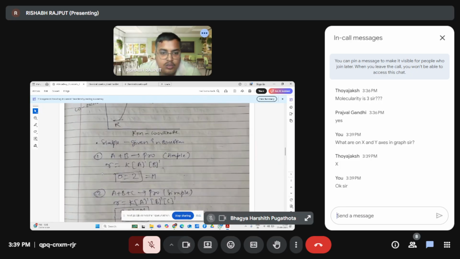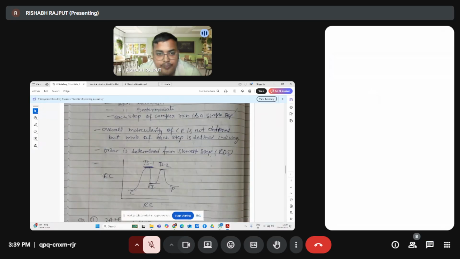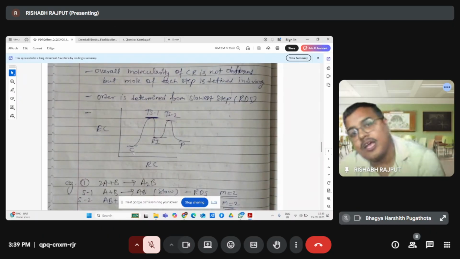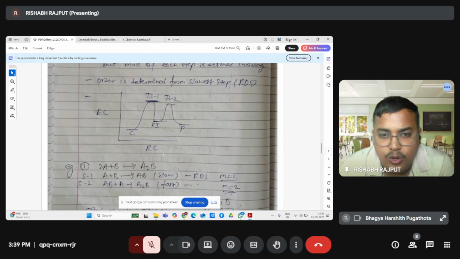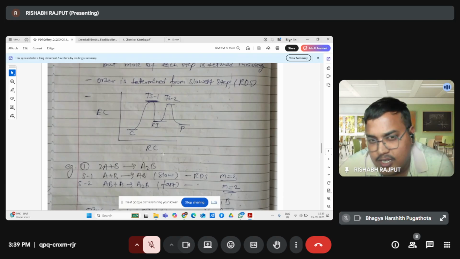You can see that from reactant to product some steps are involved. That is why we call this a complex reaction. This is only for general purpose. They will not ask it in the paper. I am just showing it for general purpose.